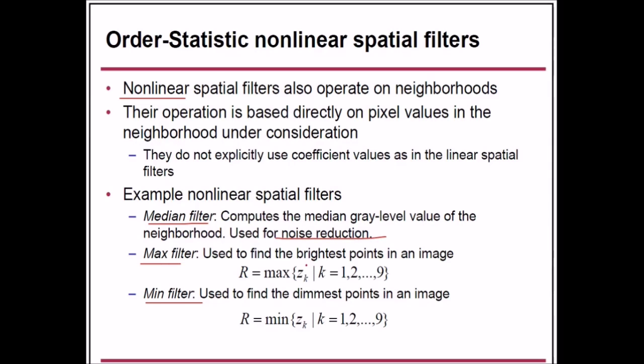The maximum filter finds the brightest point in the image. From k equals 1 to 9, this is zk. That means this is talking about a mask or a kernel. This kernel takes all the brightness values, finds the maximum, and replaces the center one by the maximum.